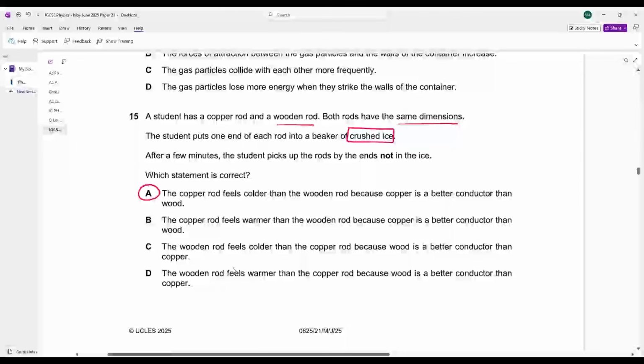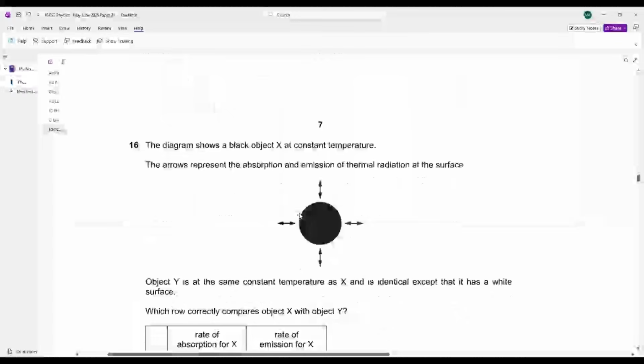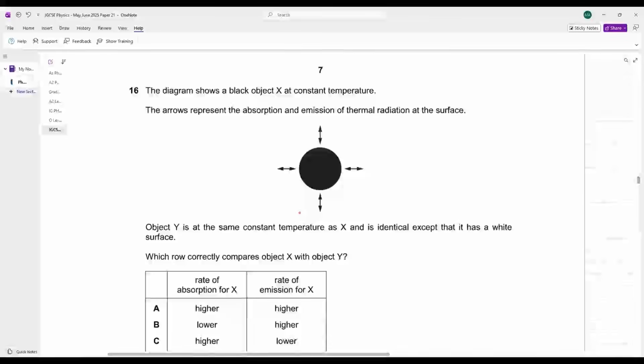कॉपर अच्छा कंडक्टर है इसलिए इट विल लूज हीट जल्दी से. इट विल फील कोल्डर. 16 पे आ जाओ. The diagram shows a black object X at constant temperature. The arrows represent the absorption and emission of thermal radiation at the surface.